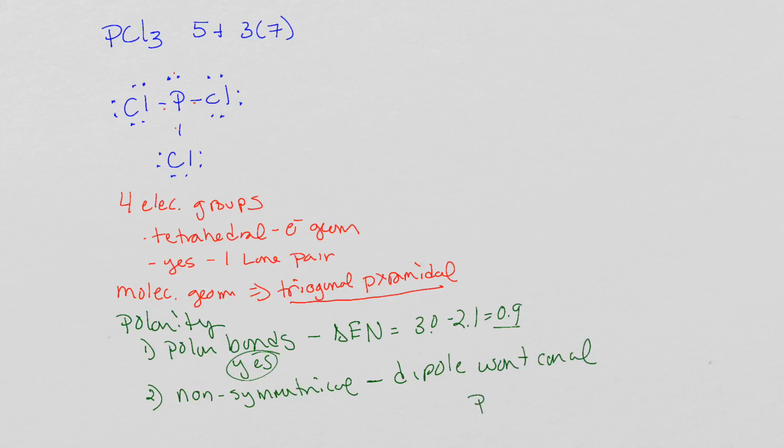So that means we have a polar molecule, right? Because we've satisfied both criteria. We have polar bonds, we have a non-symmetric structure. Okay, so that's a little bit about assigning polarity to molecules. Next time, we'll come back, we'll look at theories beyond Lewis structures.